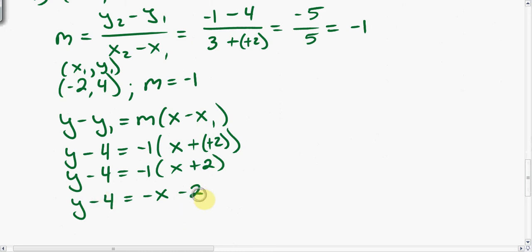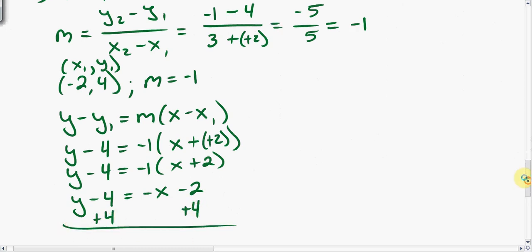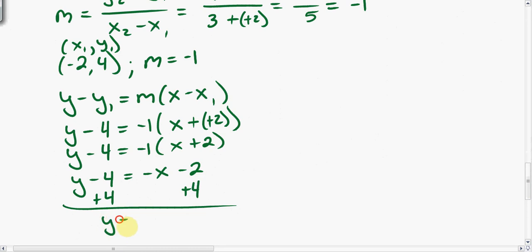So I have y minus 4 equals -x minus 2. And then lastly, add over my 4. So I'm going to say plus 4. And we will see y equals -x plus 2, because this canceled. And there's our equation. Alright, it's in y equals mx plus b form.